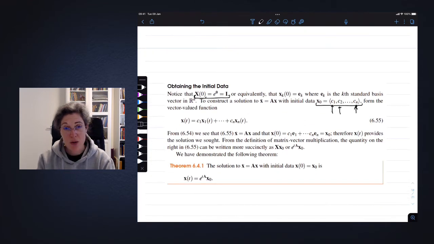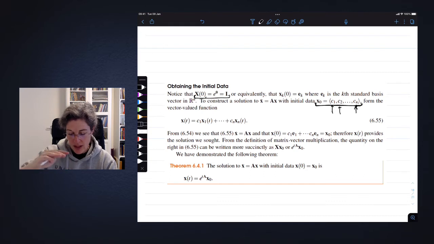So it's super simple. It's even easier than we've seen before. You look at your initial data and you use your initial data constants to be the constants which you multiply each column by to get your general solution.